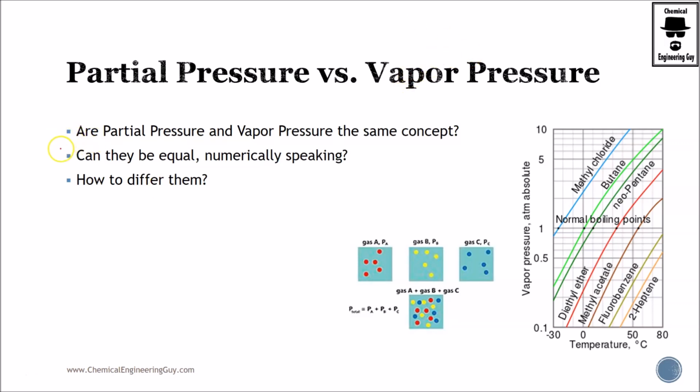Before we continue, or before I tell you what the difference is, please try to solve these three questions. Are partial pressure and vapor pressure the same concept? Can they be equal numerically speaking? I mean, for instance, if partial pressure is 1 atmosphere, can we have vapor pressure to be 1 atmosphere? And how to differ between them?